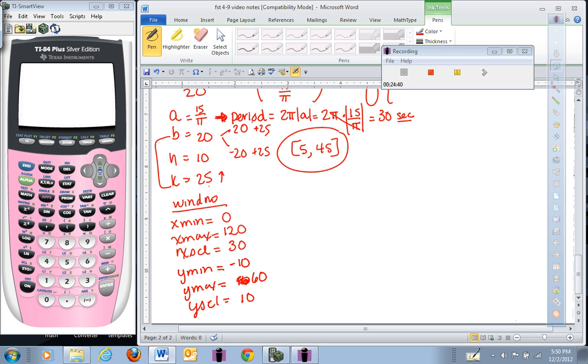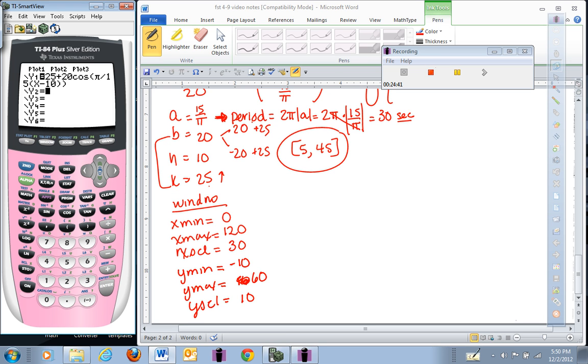Okay, so the first thing I want you to do is to type that function in your calculator. Move my cursor out of the way. You don't need to put a lot of extra parentheses in it. It needs to say 25 plus 20 times the cosine of pi over 15 times x minus 10. So there does need to be two sets of parentheses in this. We want one around the whole cosine function and one around the x minus 10 part.